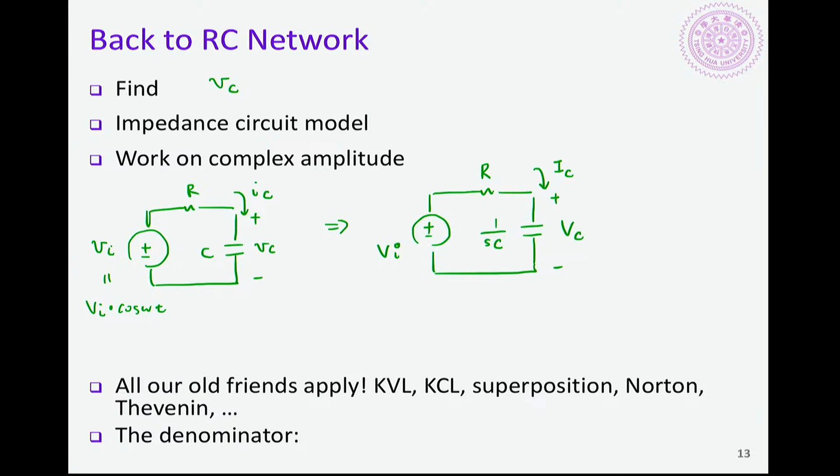Okay, so by using KCL, we have the current of a resistor is equal to the current of a capacitor. So we can write VC is equal to VI times 1 over SC divided by 1 over SC plus R. Okay, which is the same as what we did in the previous lecture.